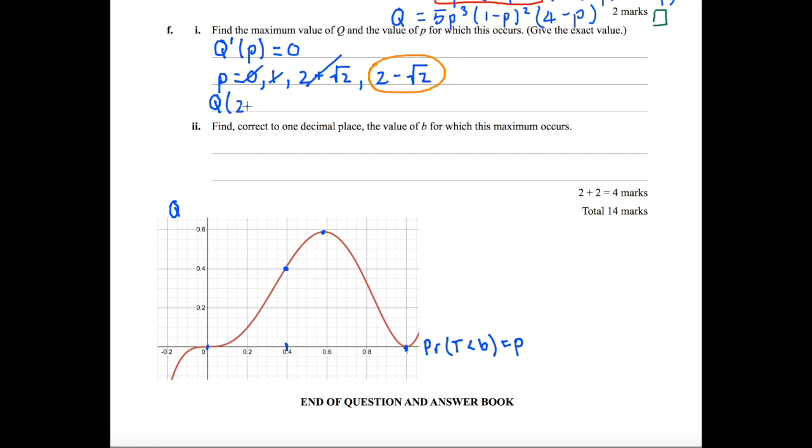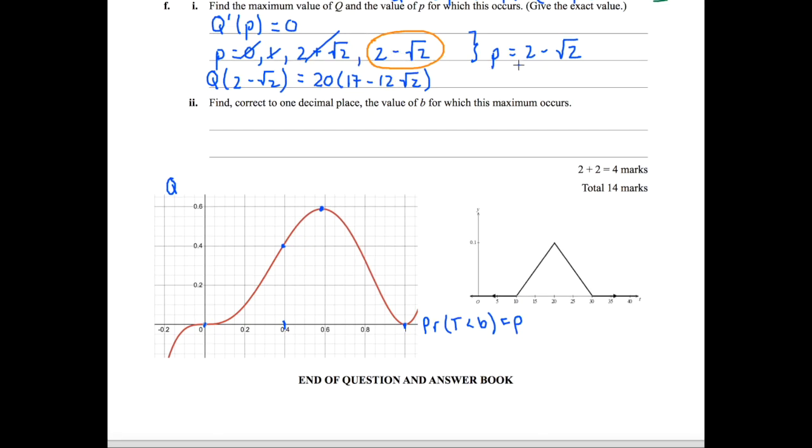So Q of 2 minus root 2 is equal to, and you put that in your calculator, you want to give it an exact answer, 20 times 17 minus 12 root 2. So just to make it super clear, I'll just rewrite this part. So P equals 2 minus root 2, and Q equals whatever that equals.